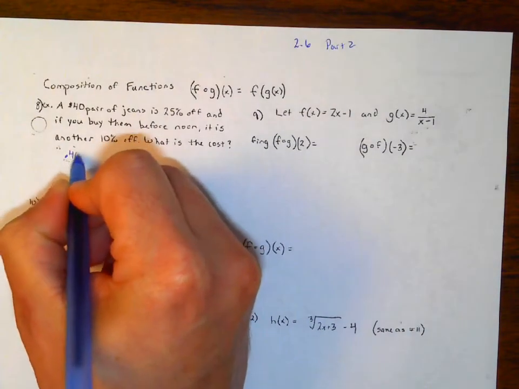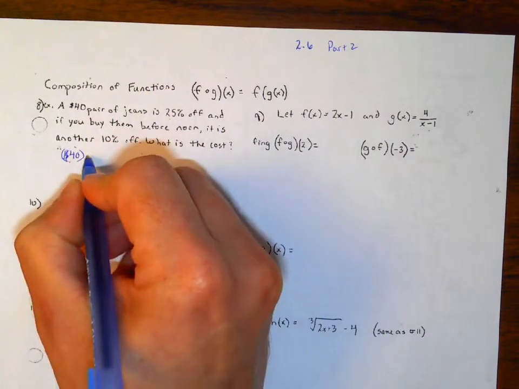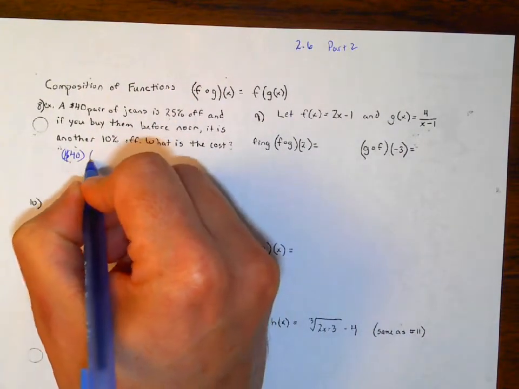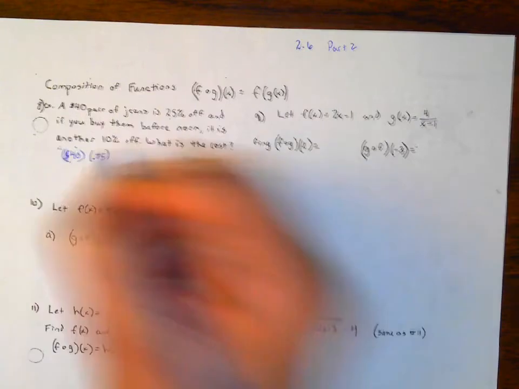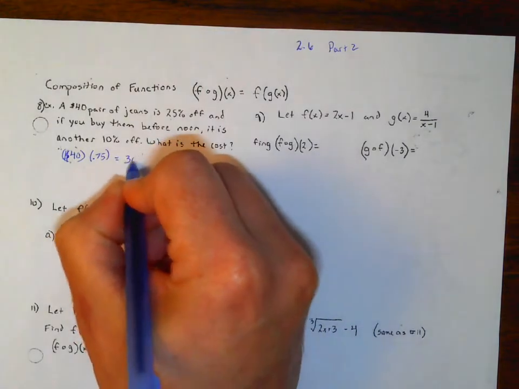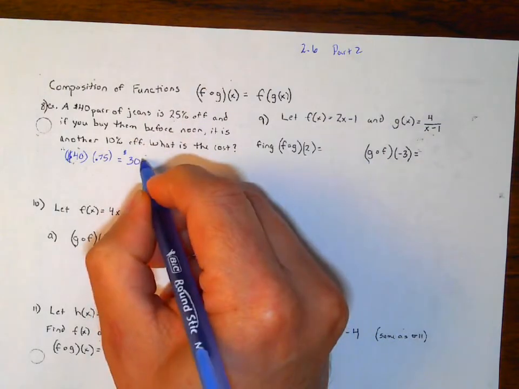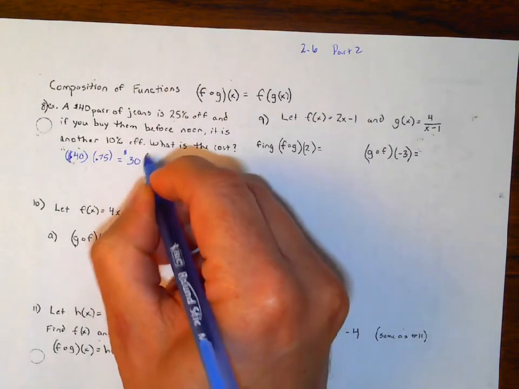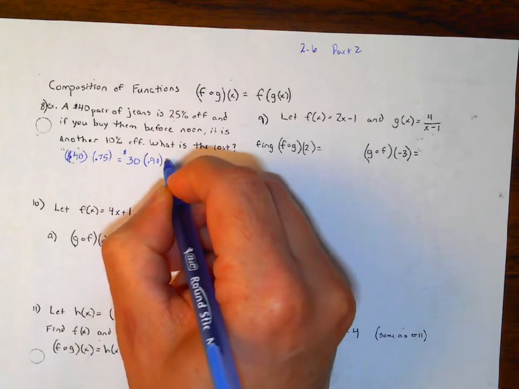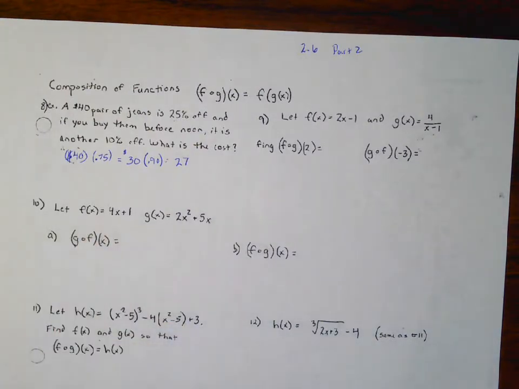So if it's $40 and it's 25% off, that means that we are going to pay 75% of the cost. If it's 25% off, we pay 75%. That comes up to be $30. Now, if it's another 10% off, we're paying 90%, which would come up to be $27 as the final cost. Okay? Now, which is better, to have this or to have 35% off?